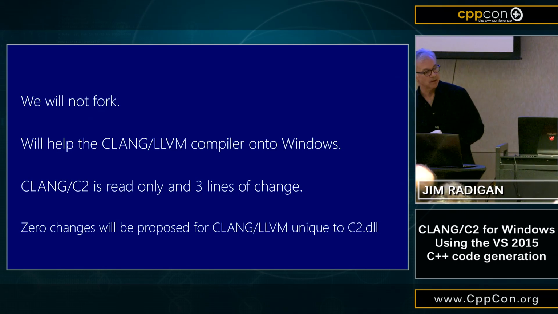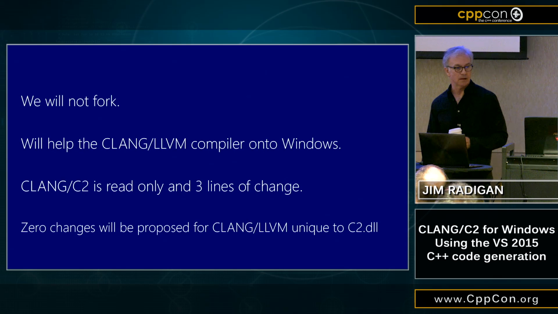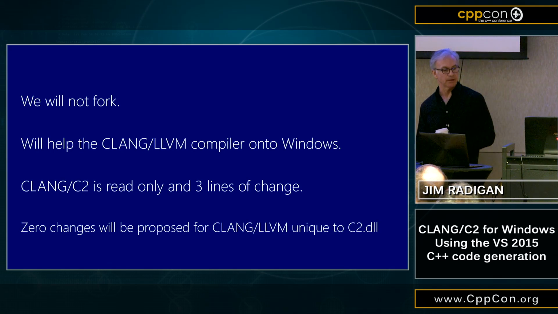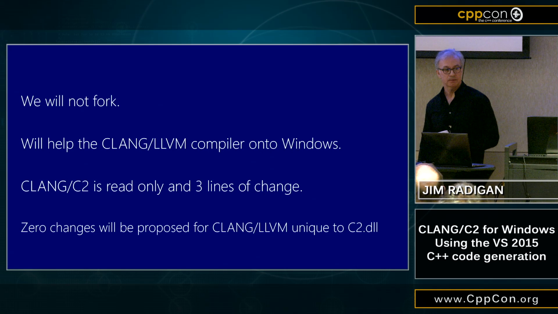And one of the things that I think, after talking to Chandler Carruth, I wanted to make sure was crystal clear is that we're not going to try to propose changes to Clang and LLVM that would be bothersome and unique to the C2.dll implementation. We want to completely treat the internal data structures in Clang and LLVM as read-only, and we will deal with any difficulties through versioning. So we should be off the radar screen.